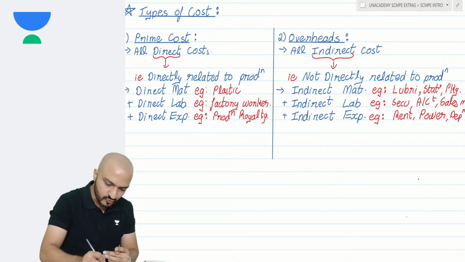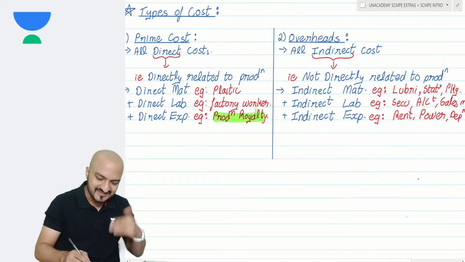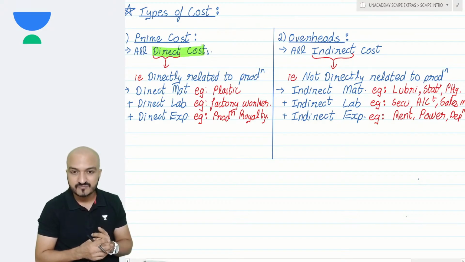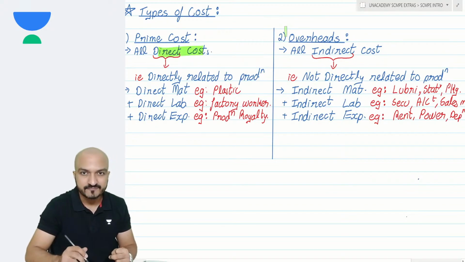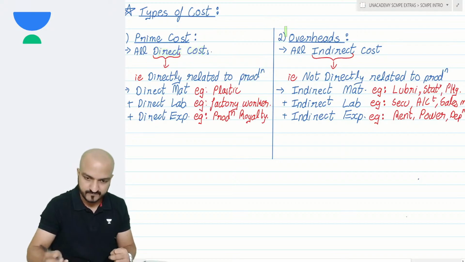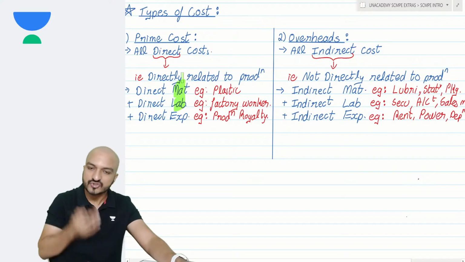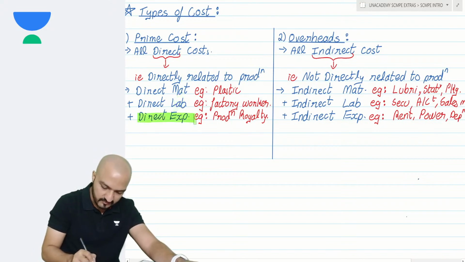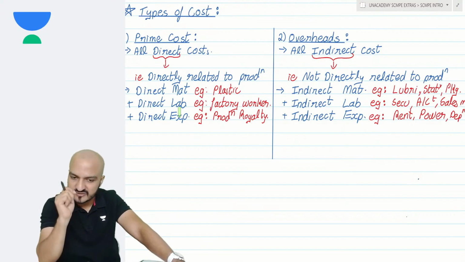So tell me, if I have to pay royalty for every unit that I produce, can I say the royalty cost is directly related to the product? Yes, the royalty cost is directly related to the product. Yes, and that royalty which I pay is neither material nor labor, it is royalty. It is another expense which I have to pay for every unit that I produce. That can become an example of direct expense. Only one example I have, but at least that gives you an idea of the nature of the expense.